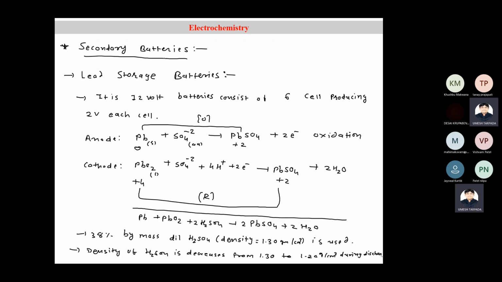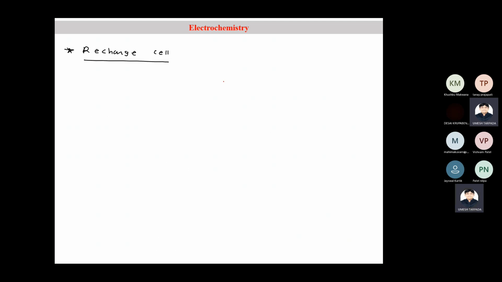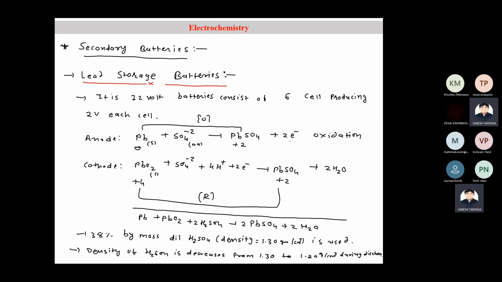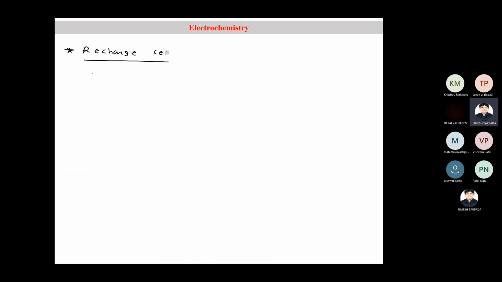See, recharging the cell, what happens? This is a discharging process. Whatever reaction we have written here is nothing but the discharging process, which takes place spontaneously. But recharge does not happen spontaneously, you have to supply electricity. So in recharge, the opposite will happen. The product becomes the reactant and the reactant becomes the product.